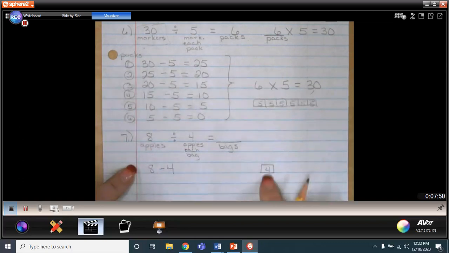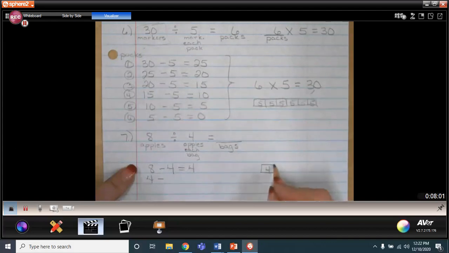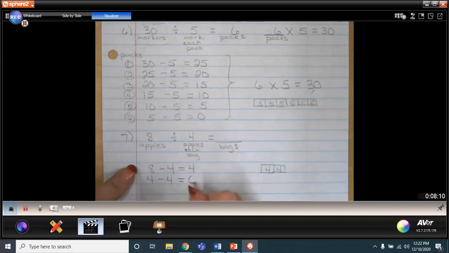So here's those 4 apples, I just put them in a bag. So that leaves me with 4 apples. Now I'm going to take these 4 apples and I'm going to put them in a bag. And now I have 4 apples in that bag. So I subtract those 4, and now I'm left with 0.